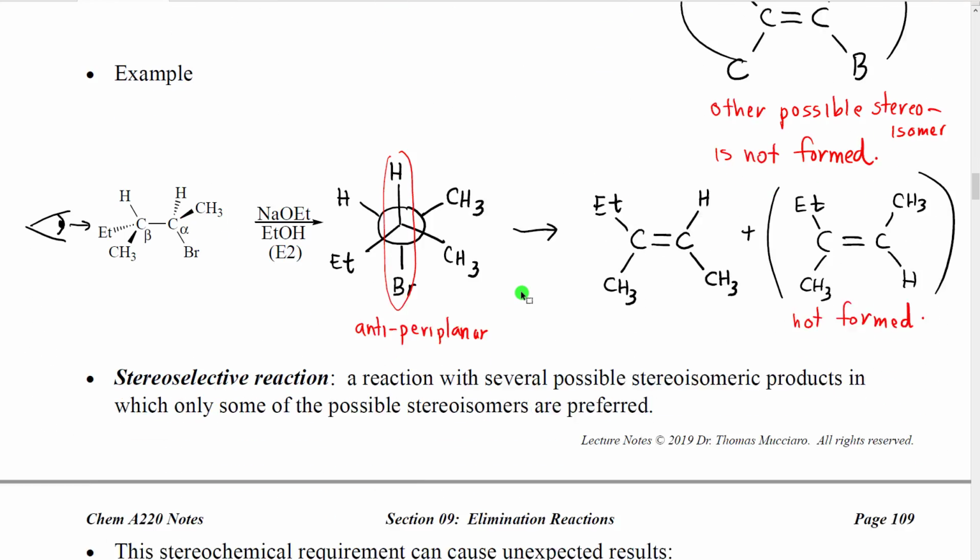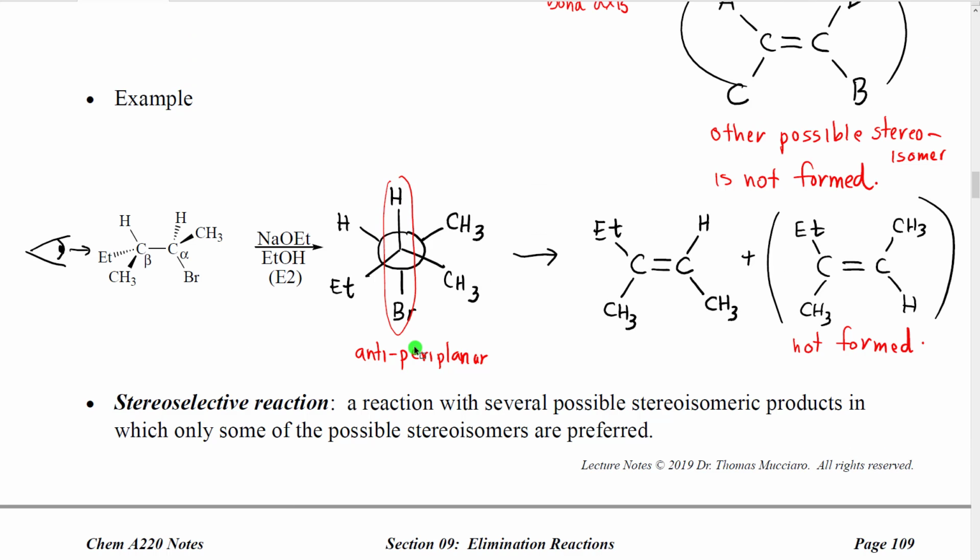Okay, let's do an example then with an actual reactant. So this is an actual reactant. It's drawn in a perspective orientation with wedges and dashes. We imagine our eye is right here, looking down the bond. And I've already put the hydrogen on the beta and the leaving group from the alpha in the plane of the paper, so they're effectively anti-periplanar.